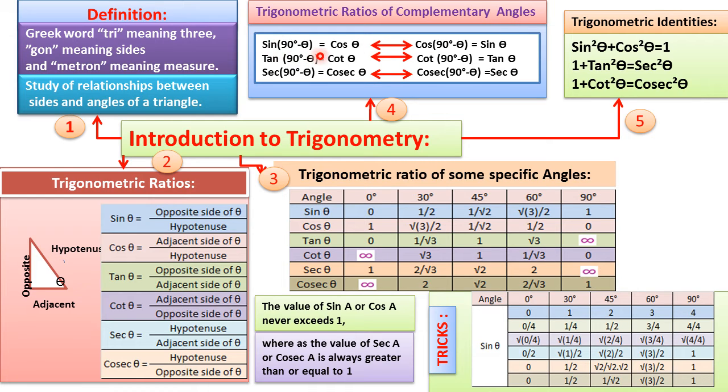Sine of 90 minus theta is equal to cos theta, and cos of 90 minus theta is equal to sin theta. Tan of 90 minus theta gives me cot theta, and cot of 90 minus theta gives me tan theta. Sec of 90 minus theta is nothing but equal to cosec theta, and cosec of 90 degree minus theta is equal to sec theta. Then next, we need to remember the 3 important trigonometric identities.